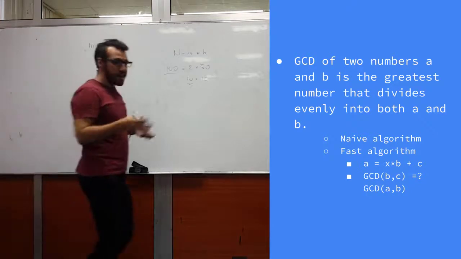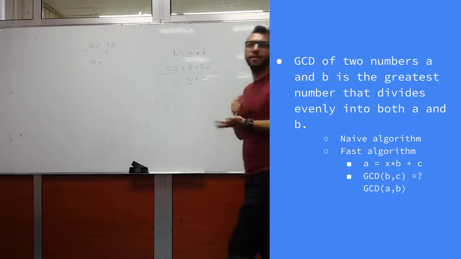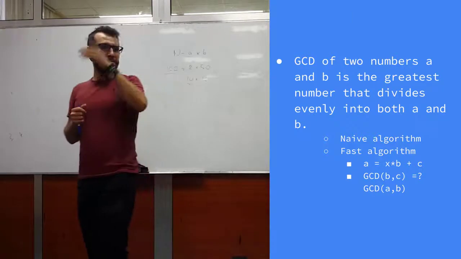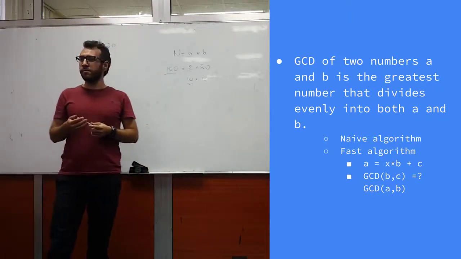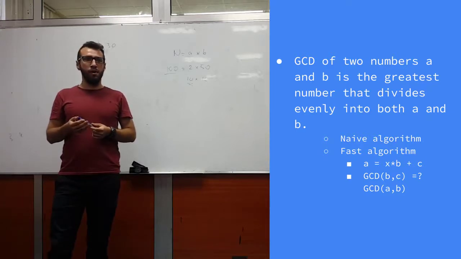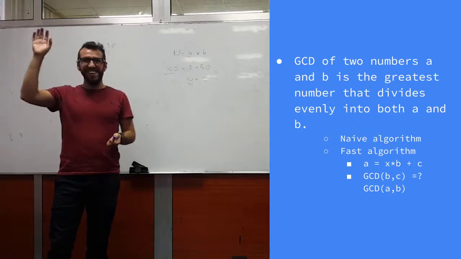So, again, as in the case of the prime number check, can you come up with a simple, naive algorithm? Like, how can we find the greatest common divisor? Anybody? Is it that hard, or you just don't want to? Any hands?